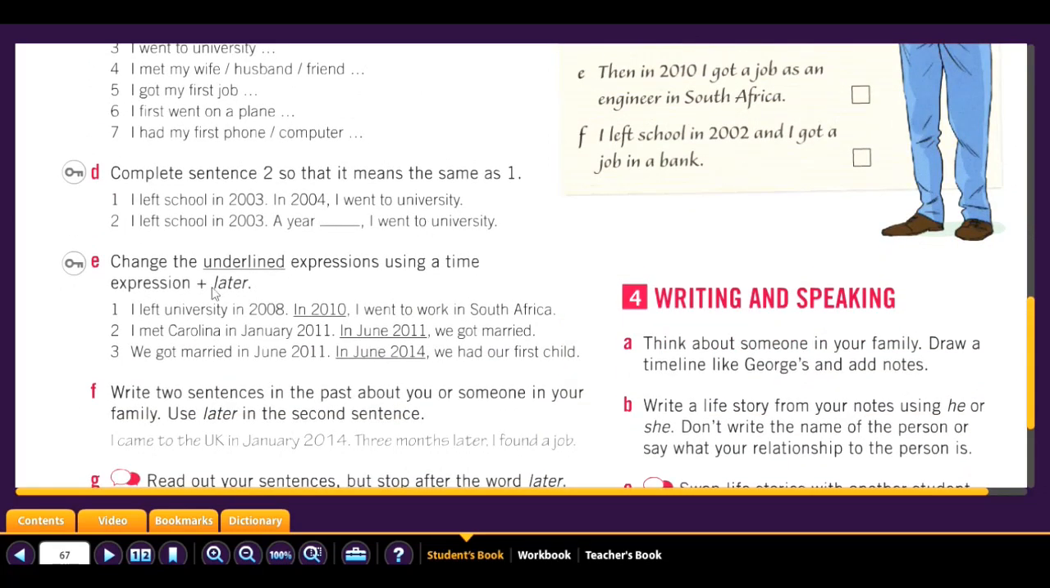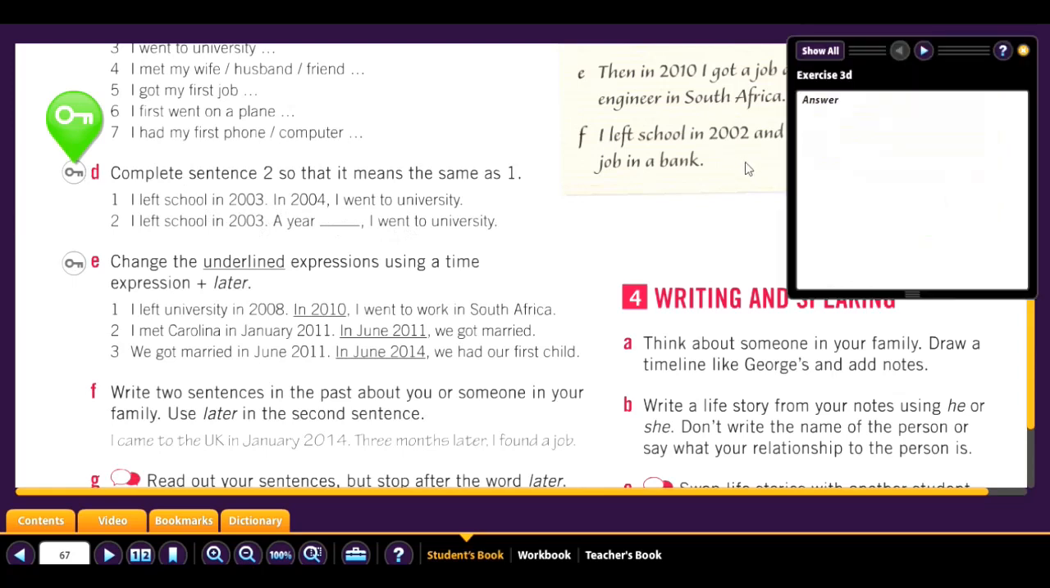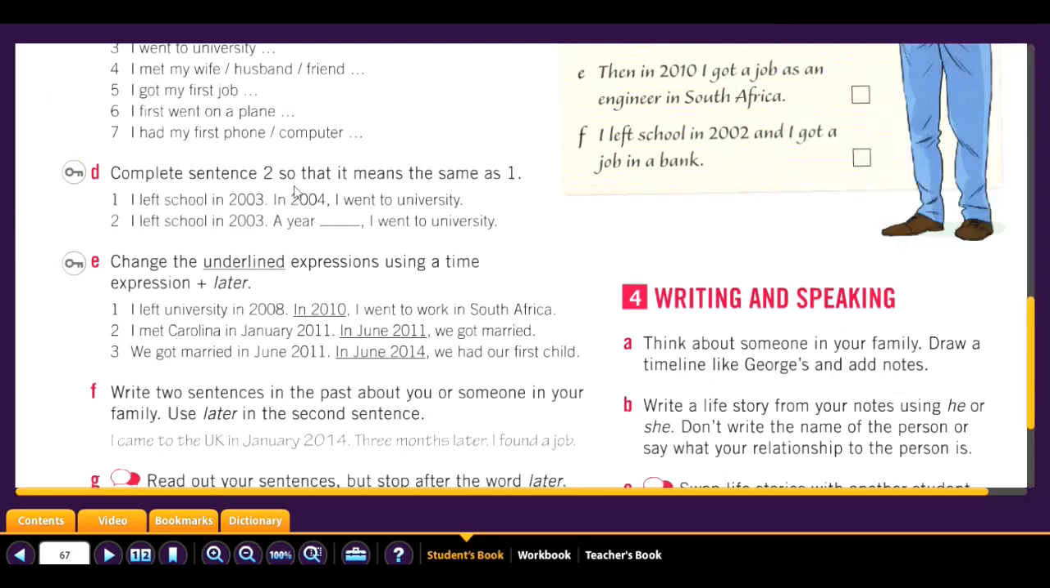Okay, now complete sentence 2, so that it means the same as 1. ¿Qué palabra podemos utilizar para que signifique lo mismo que la de arriba? La palabra es later. Como podemos ver, es justamente un año después.